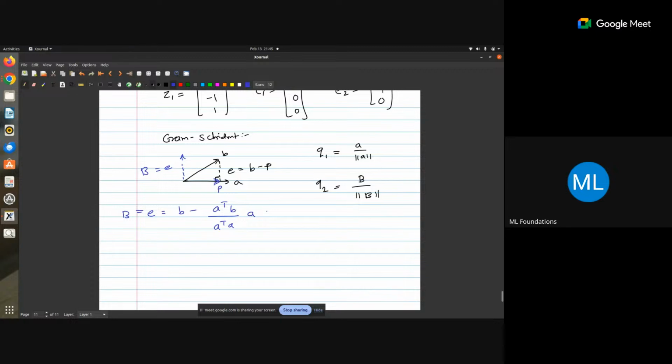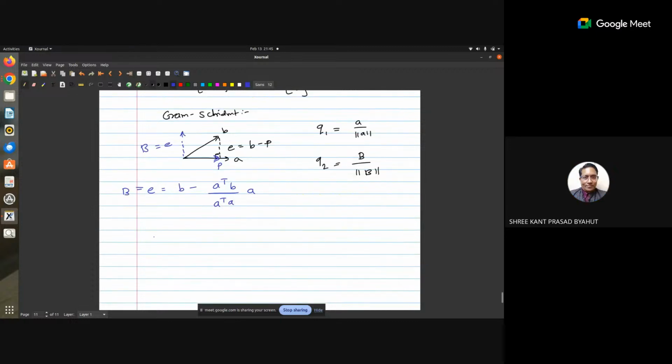So why did we not write this A transpose A in that form? I have just shown you everything last time, so I'll skip that part. It will take a lot of time again to go through. So currently, what I am saying is that A transpose capital B is equal to 0. Is that fine?